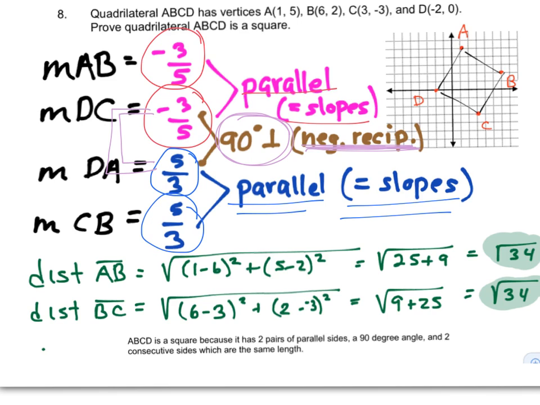I used the distance formula to find the length of AB, and it came out to be an odd number, no pun intended, but radical 34. And don't be afraid about coming out radicals or not even. All you're trying to do is prove that another side is the same length. And that came out to be radical 34 as well, using the distance formula. So now I know that I have a square. And if you look at the clinching statement at the end there, ABCD is a square because it has 2 pairs of parallel sides, a 90-degree angle, and 2 consecutive sides which are the same length.